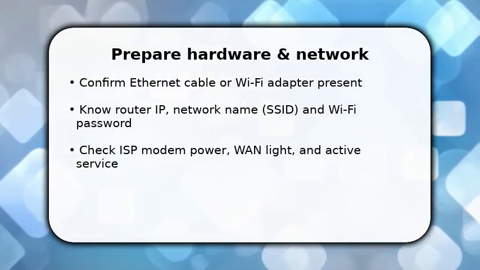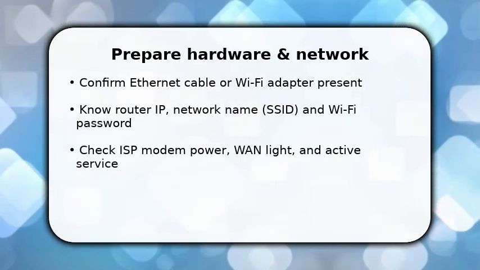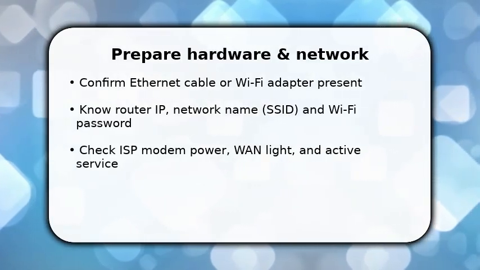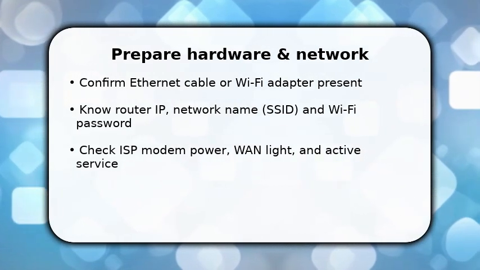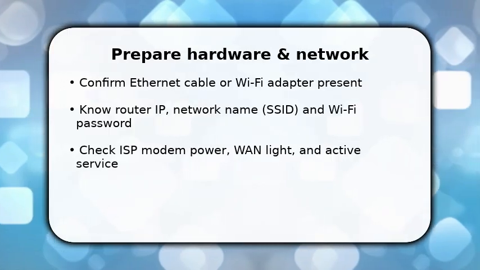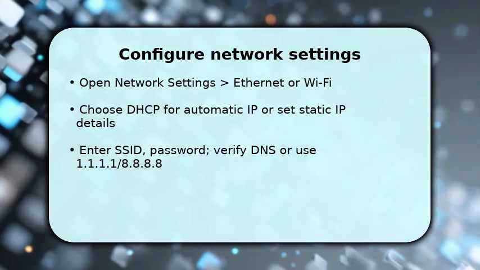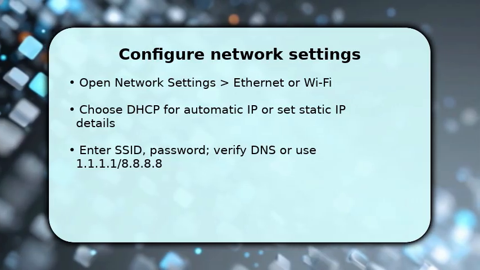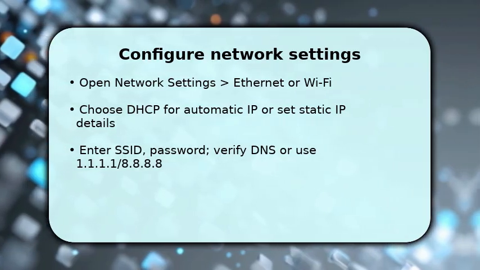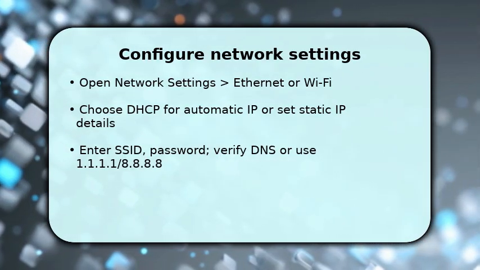These let you authenticate. This reduces trial and error and speeds the next steps because the network side is already verified and powered. Now configure the desktop. Open network settings and select Ethernet or Wi-Fi. If you use DHCP, the router assigns IP, gateway, and DNS automatically. Choose static only if required and enter IP, gateway, subnet mask manually. For Wi-Fi, pick the SSID and type the password exactly, case matters.